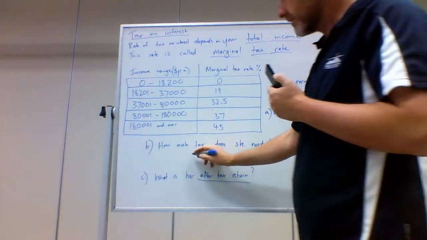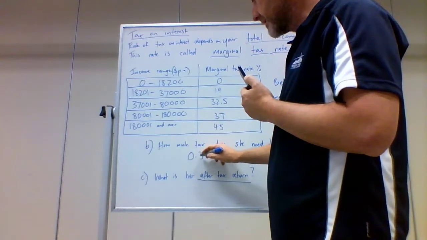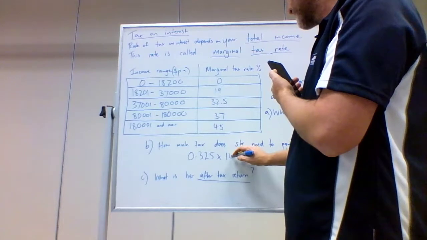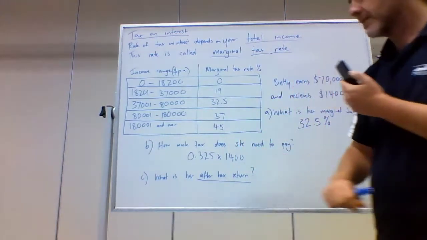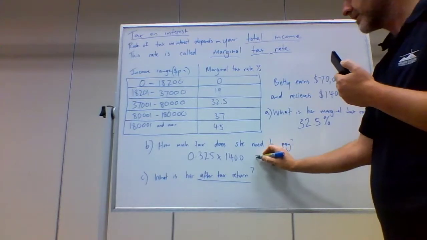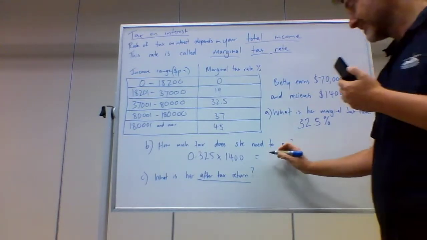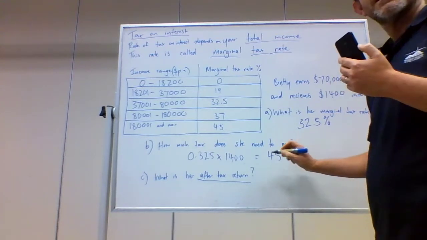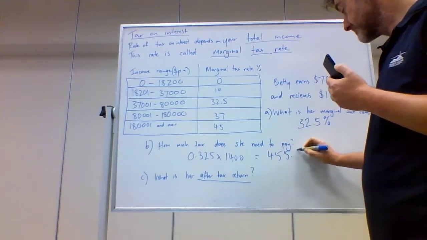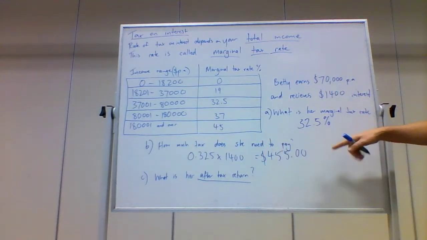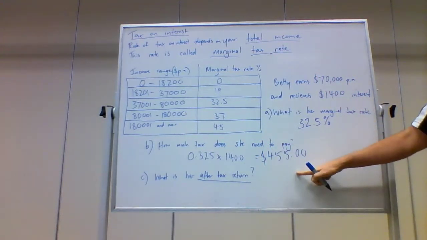So that makes 0.325 times 1,400. Okay, could you do that on your calculator, Jordan, just so we can get the answer there? 455, was it? And that's it? So how much tax does she need to pay? She needs to pay $455 tax.